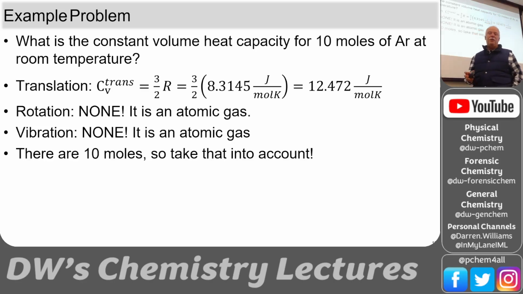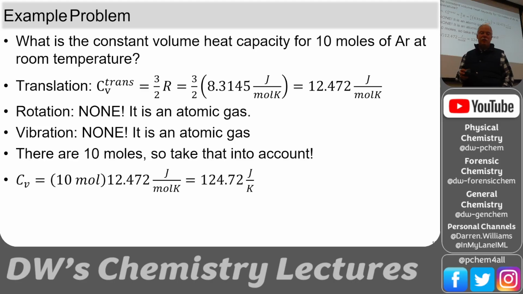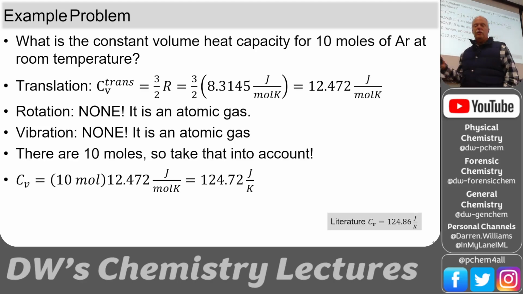So there are 10 moles, though. So you got to take the 10 moles into account. And so this would be 10 moles times the 12.4 joules per mole Kelvin. So you get rid of the per mole, and you end up with 124 joules per Kelvin. And so the literature is 124.8. We calculate 124.7. That's pretty darn good.